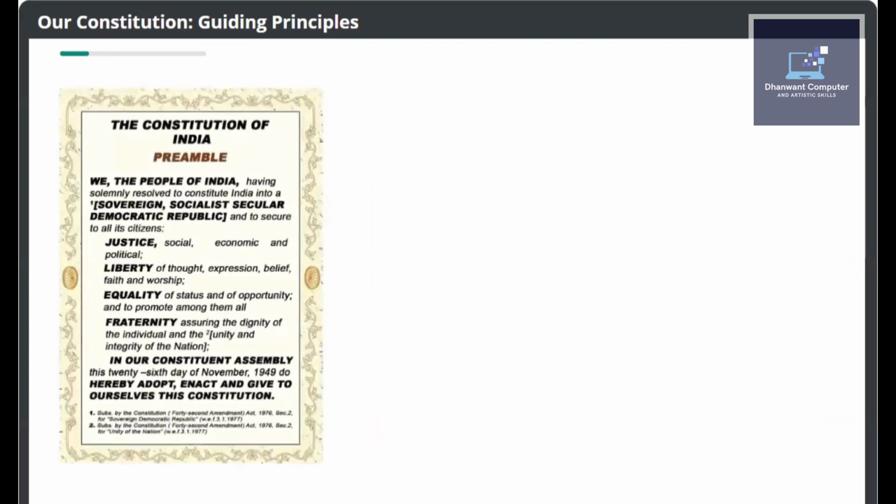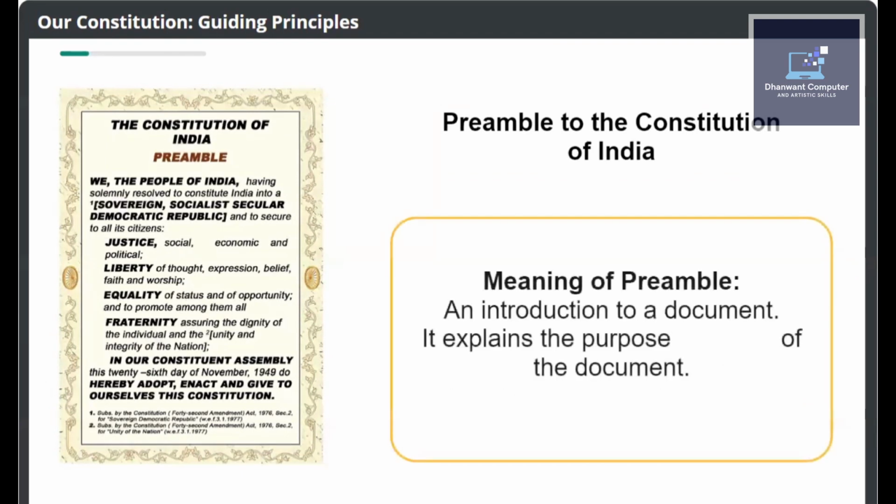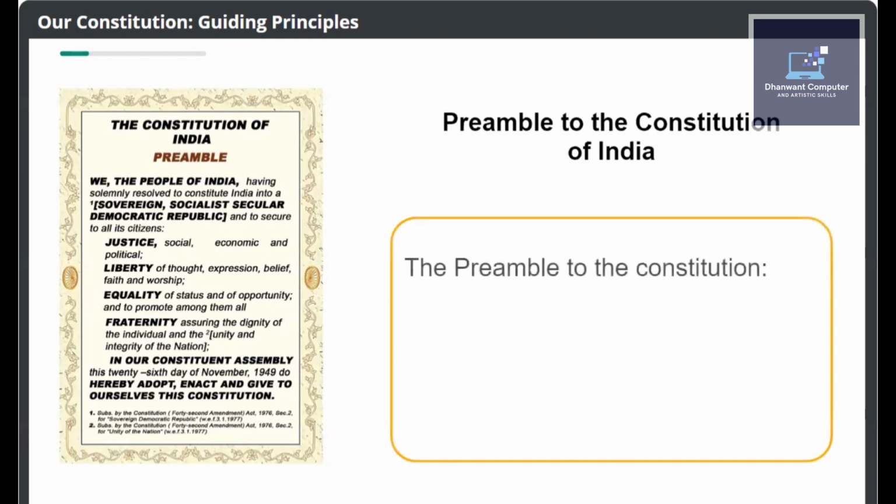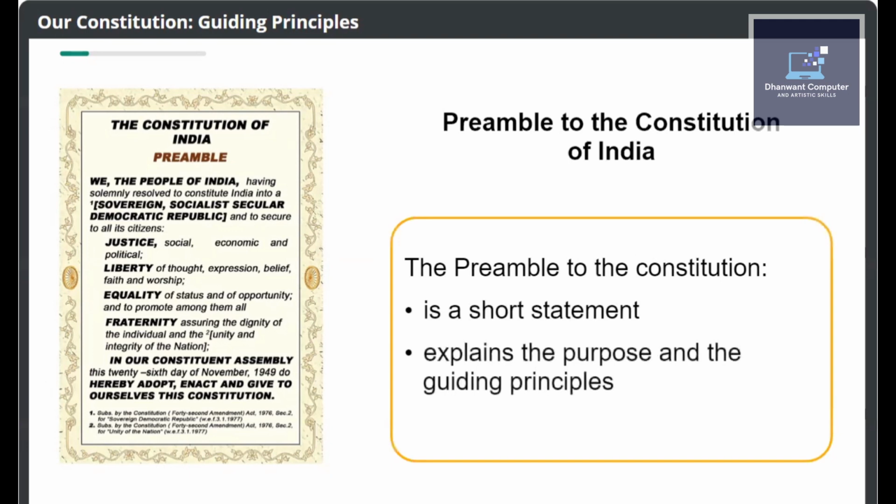Let us look at the preamble to our Constitution. A preamble is an introduction to a document. It explains the purpose of the document. The preamble to the Constitution is a short statement that explains the purpose and the guiding principles of the Constitution. Click on Preamble to know more.